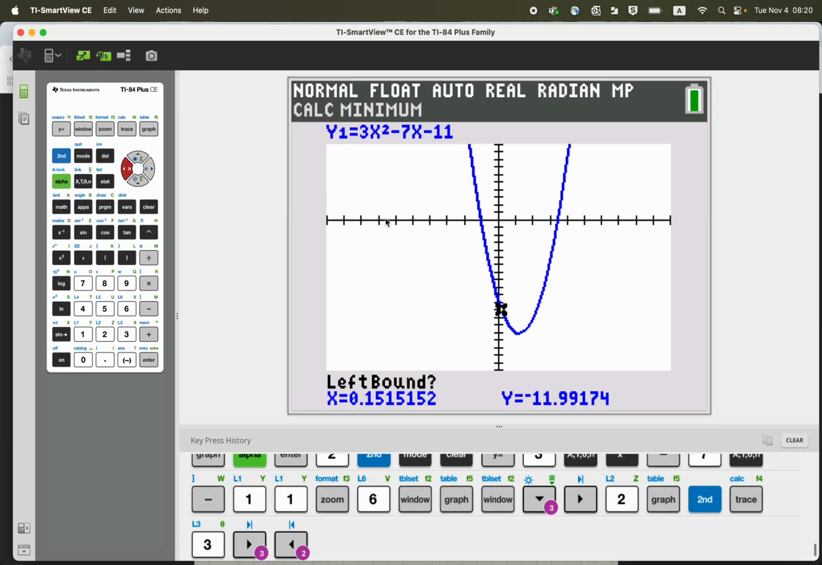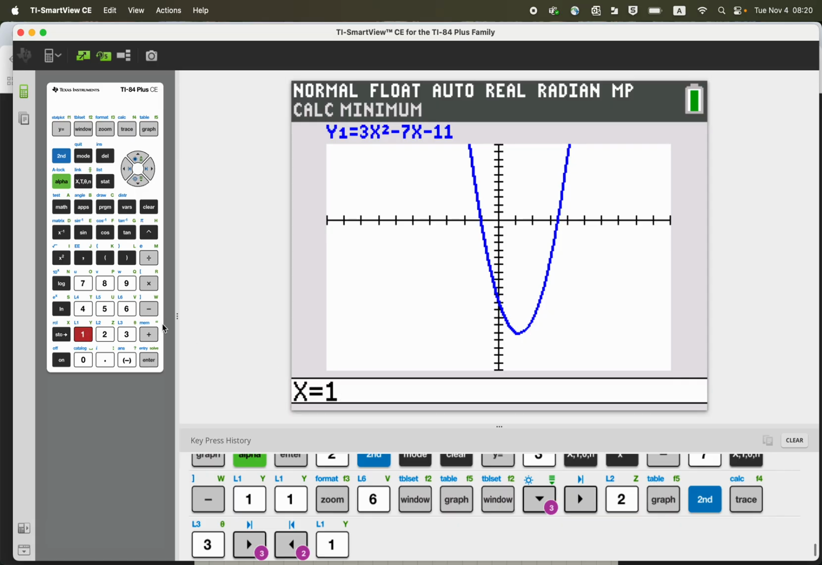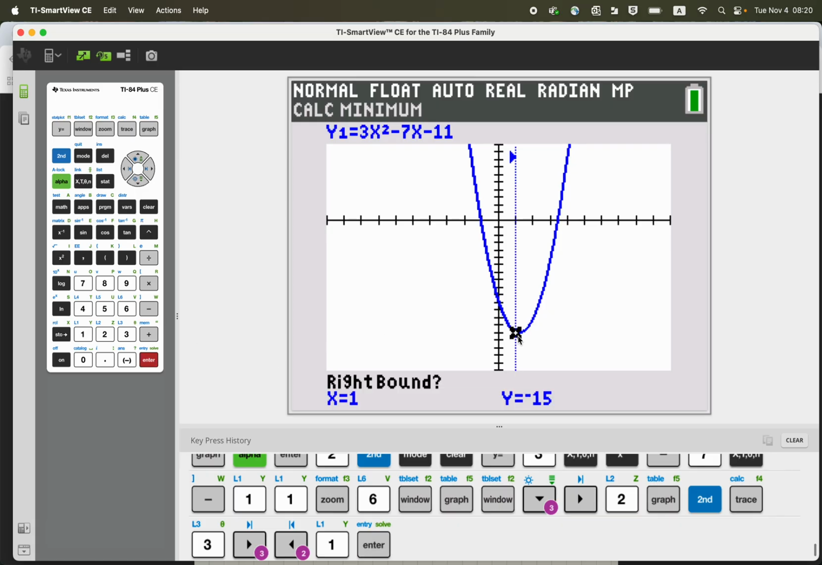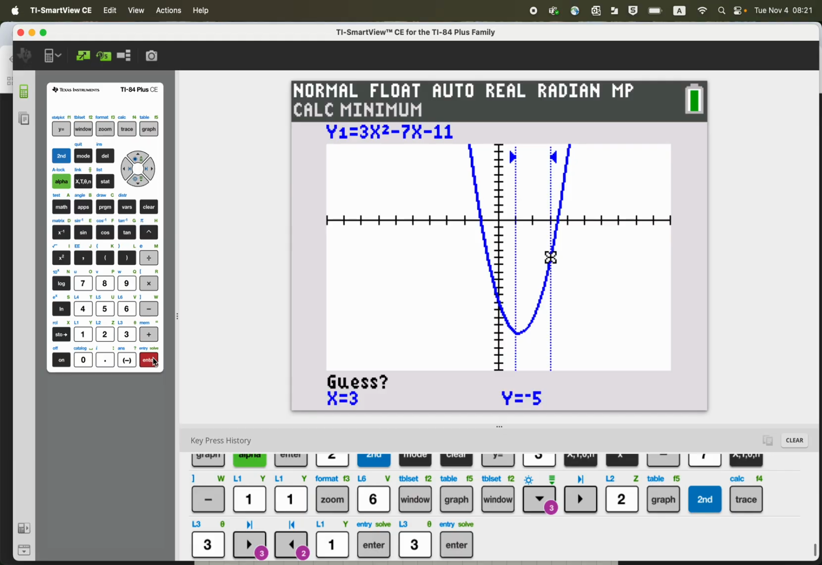Just to save some time, I'm going to put in a numerical value. I'll push 1. It's confirming: do you want x to be 1? I'll push enter. It's close, so I have to be careful here, but it looks like I'm to the left of the vertex. For the right bound, just to be a little safer, I'm going to push 3. It's really, really close actually, so I probably should have made my left bound 0. For the guess, you can just push enter. You don't have to position the cursor closer.